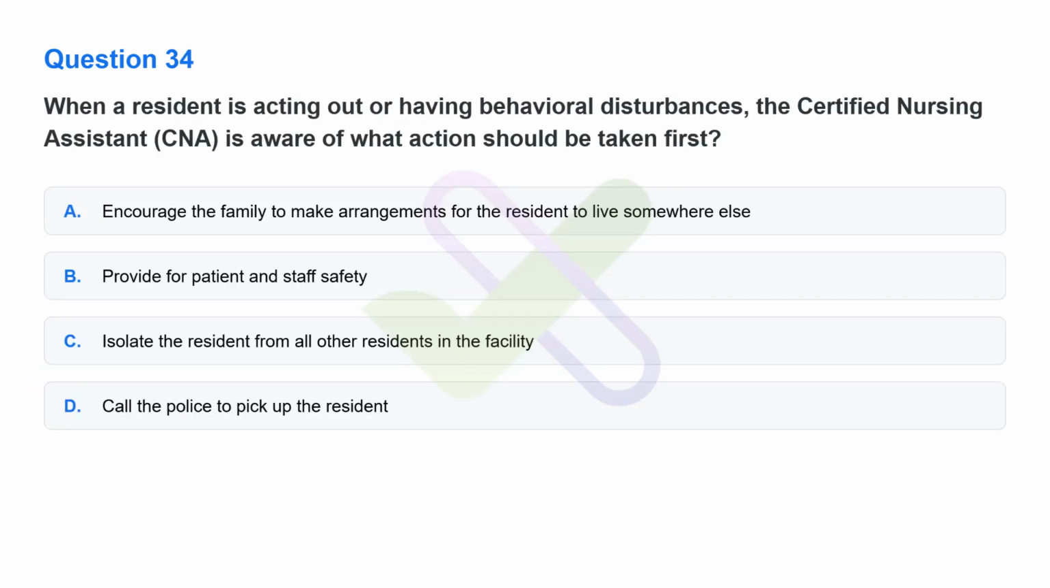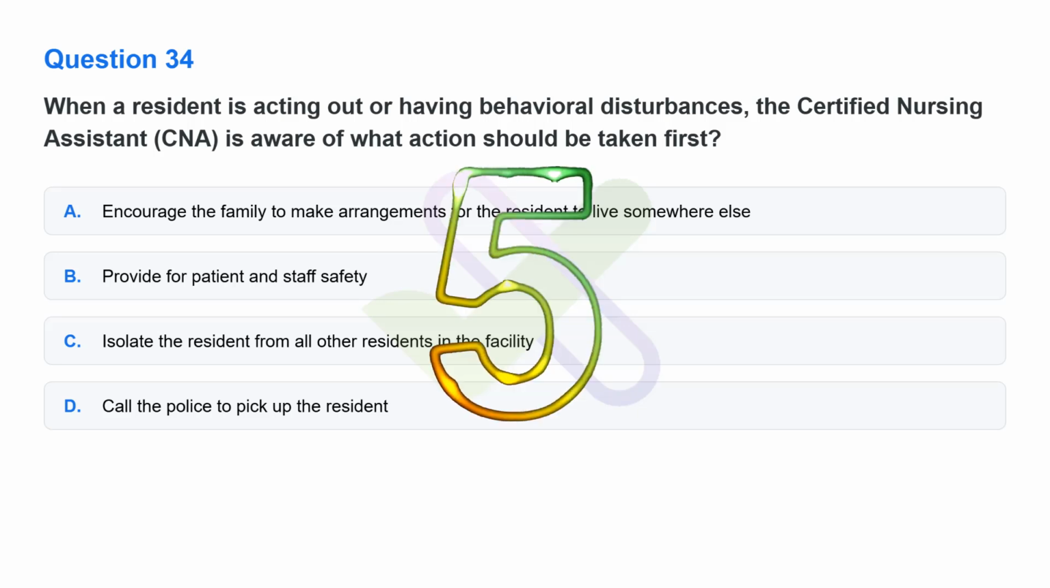When a resident is acting out or having behavioral disturbances, the Certified Nursing Assistant, CNA, is aware of what action should be taken first. A. Encourage the family to make arrangements for the resident to live somewhere else. B. Provide for patient and staff safety. C. Isolate the resident from all other residents in the facility. D. Call the police to pick up the resident.